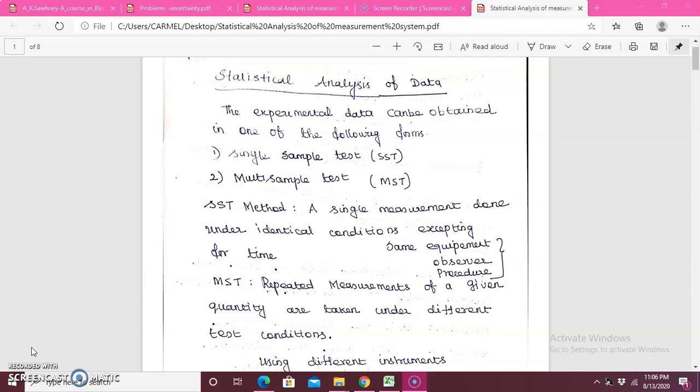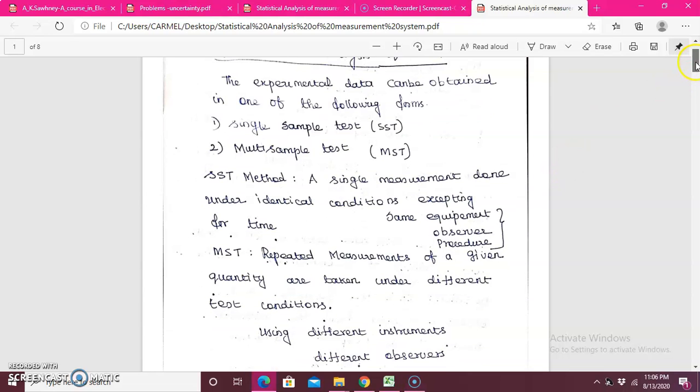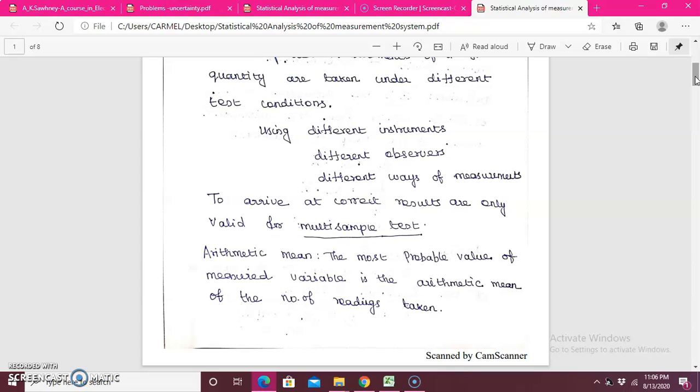But when you go for a multi-sample test, it is totally different. We do a repeated measurement of a given quantity under different test conditions. That is what MST talks about. In MST, we have different instruments, different observers and different ways of measurement. Why do we go for multi-sample? Just to get correct results. That means we are supposed to get a nullified error value out of this multi-sample test. So people go for multi-sample only. They do not prefer the SST, that is, the single sample test.